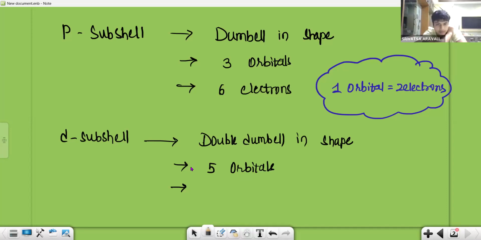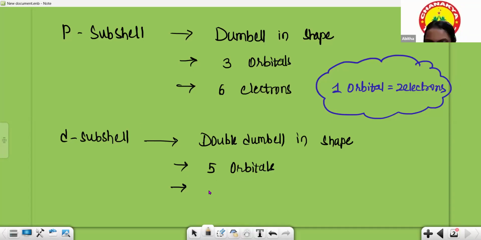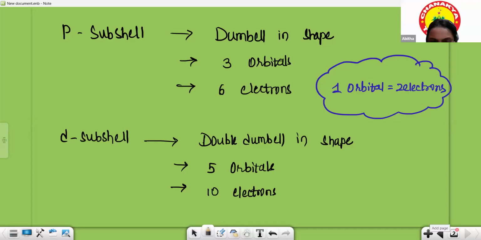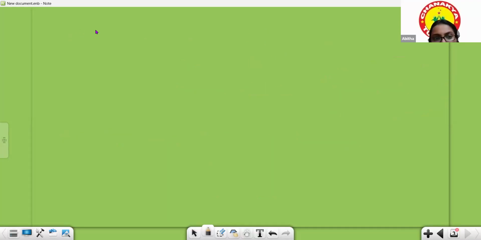If there are 5 orbitals, how many electrons will there be? 10 electrons. Very good. Because each orbital can accommodate 2 electrons, 5 orbitals hold 10 electrons. So the last subshell is the F subshell. Its shape is going to be four-dumbbell.